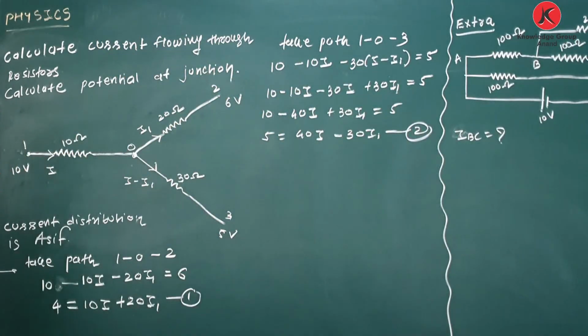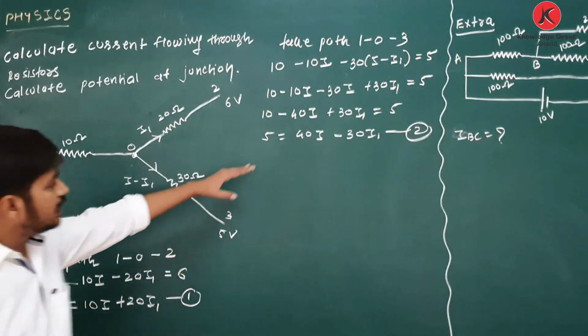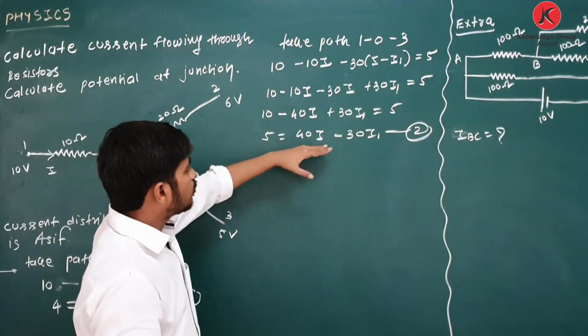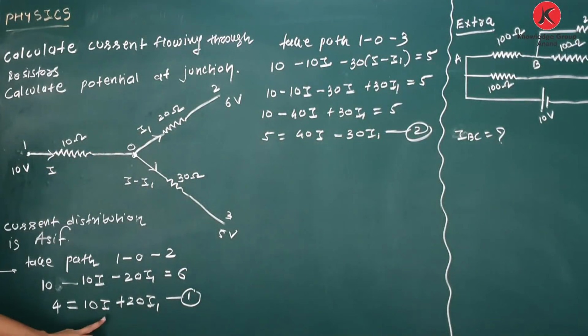Equation number, yes, you have two equations. The first: 4 is equal to 10i plus 20i1. The second equation: 5 is equal to 40i minus 30i1. You have two variables, I and I1, and two equations. You can easily find them.